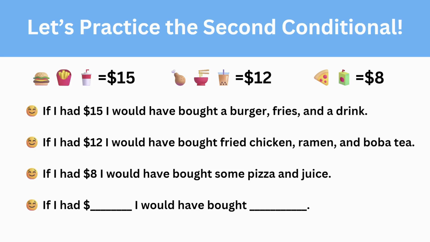If I had $15, I would have bought a burger, fries, and a drink. Had is the simple past verb here, and we have an if statement. If I had $12, I would have bought fried chicken, ramen, and boba tea. If I had $8, I would have bought some pizza and juice. You fill in the last sentence.